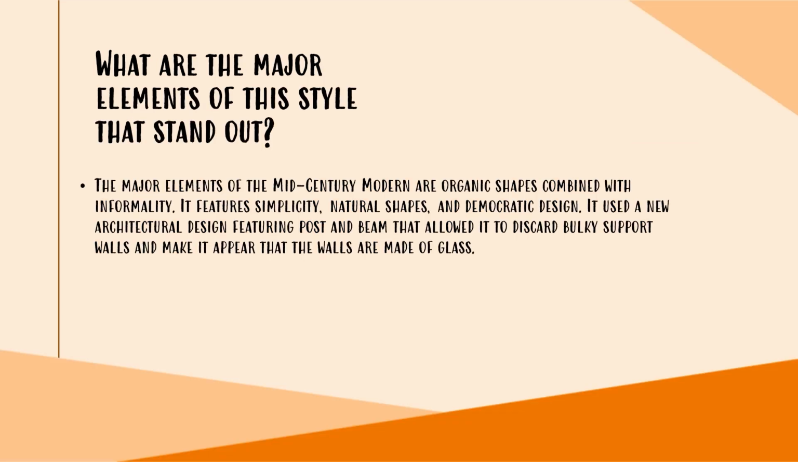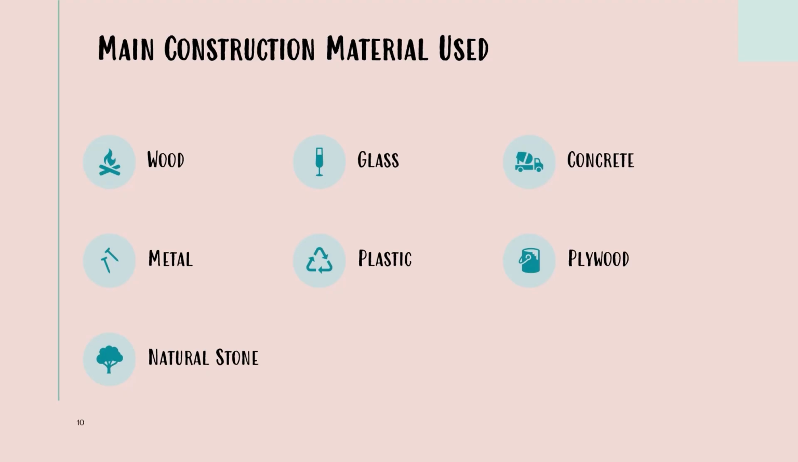What are the major elements of this style that stand out? The major elements of the mid-century modern design are organic shapes combined with informality. It features simplicity, natural shapes, and democratic design. It used a new architectural design featuring posts and beams that allowed architects to discard bulky support walls and make it appear as if the walls were made of glass. Main construction materials used were wood, glass, concrete, metal, plastic, plywood, and natural stone.